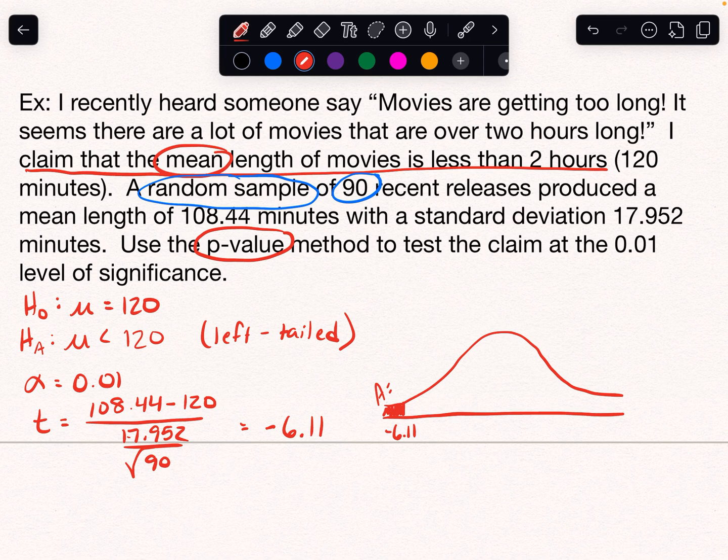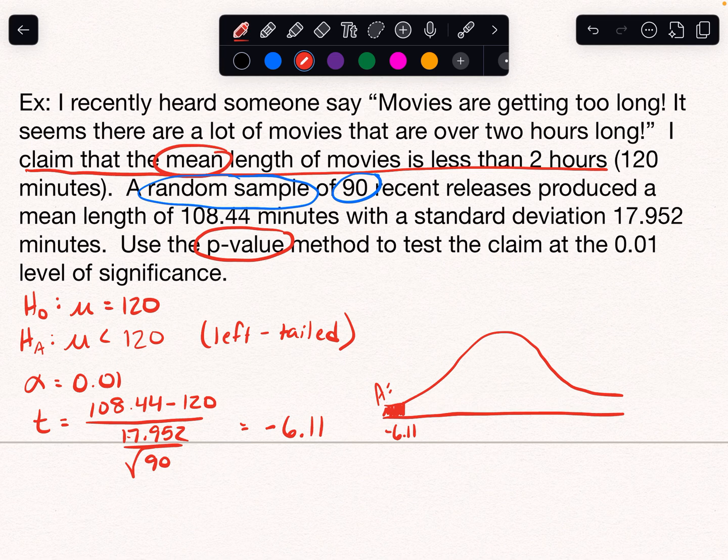Same thing, our lower bound, our normal distribution graph. I want to go further to the left, so negative a bunch of 9s. My upper bound is my test statistic. Remember, DF stands for degrees of freedom, so that's always one less than our sample size. So I'm typing in 89.